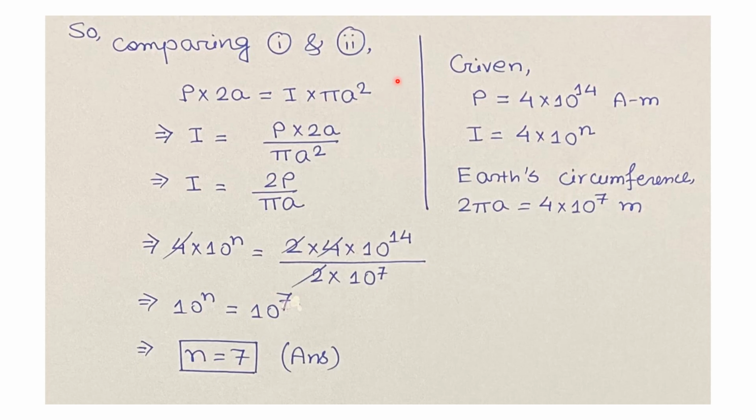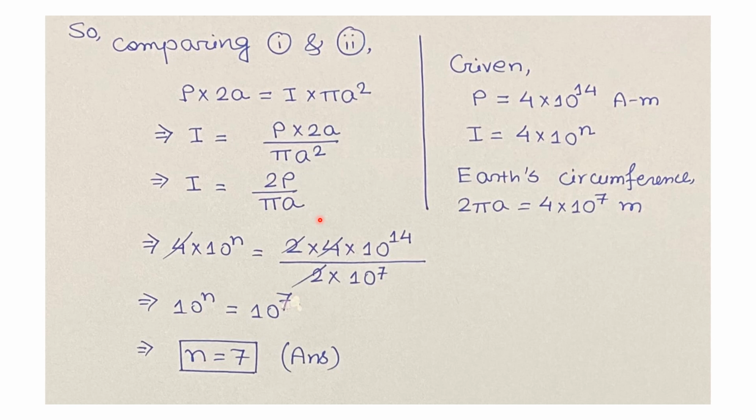Now we will compare equation 1 and equation 2. Equation 1 was the magnetic dipole moment equals P times 2a, where P is the magnetic pole strength, and for the current carrying loop the magnetic dipole moment is I times pi a squared. So we will equate the two equations. We get P multiplied with 2a equals I times pi a squared. From here we get I equals P times 2a divided by pi a squared. So this gives I equals 2P divided by pi a.